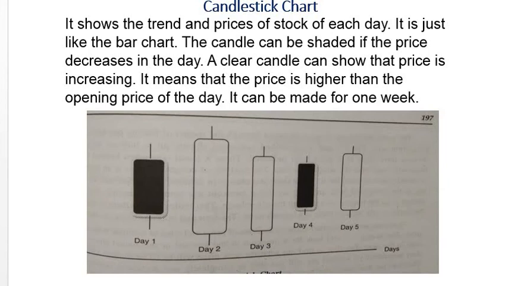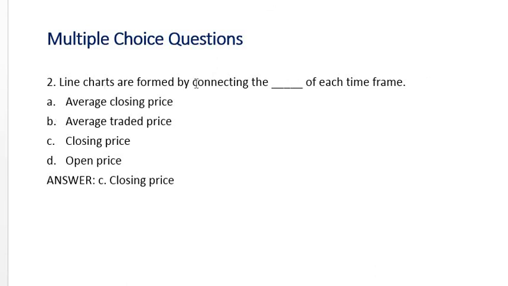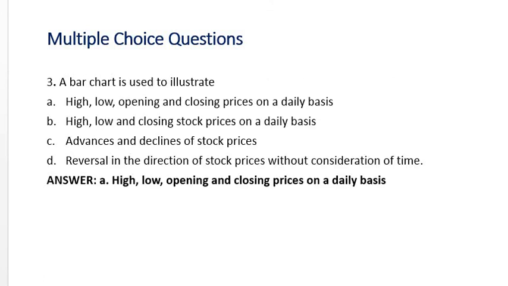So students, after this we have multiple choice questions. In a bar chart, the left tick indicates dash price, the right tick indicates dash price. The options are open and close, high low, close open, 52 high, 52 low. It is open and close. The next one: line charts are formed by connecting the dash of each time frame. Average closing price, average traded price, closing price, opening price. It is closing price. Just now I told you in that first slide.